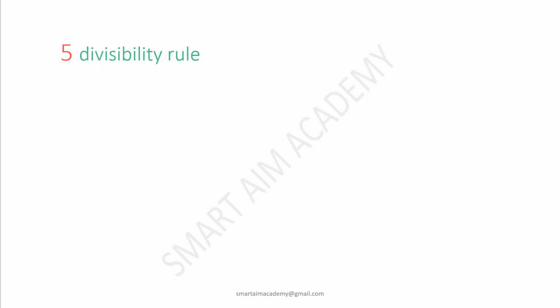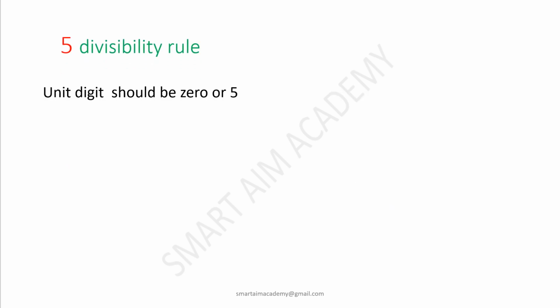Next one, the 5 divisibility rule. The unit digit should be 0 or 5. For example, 5620. The unit digit 0, so it is divisible by 5. Next one, 3682, so it is not divisible by 5.